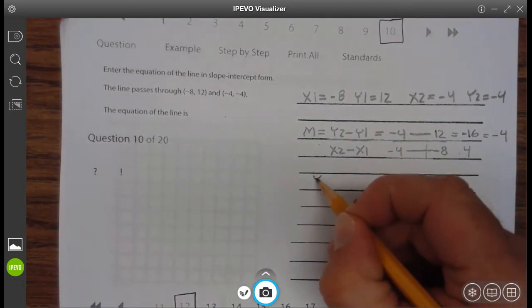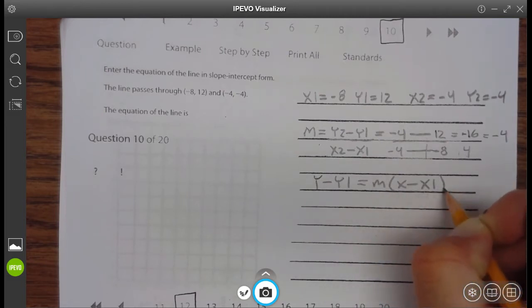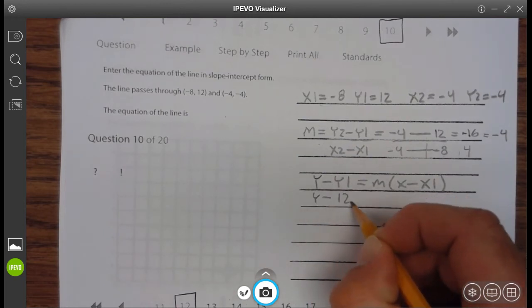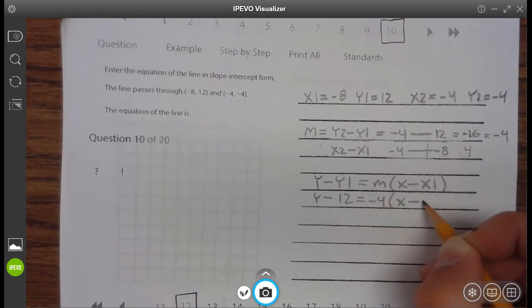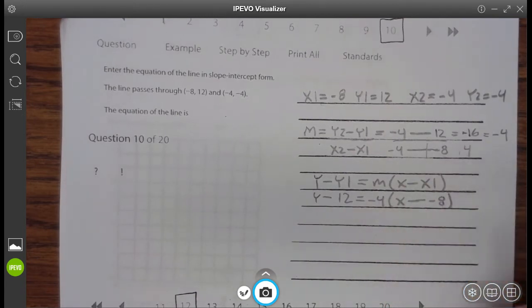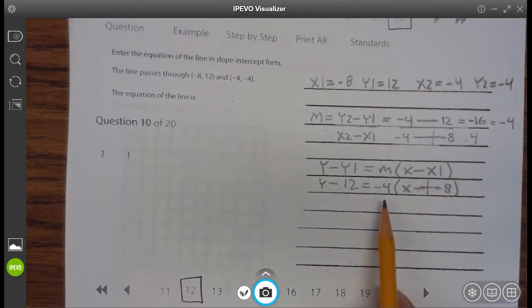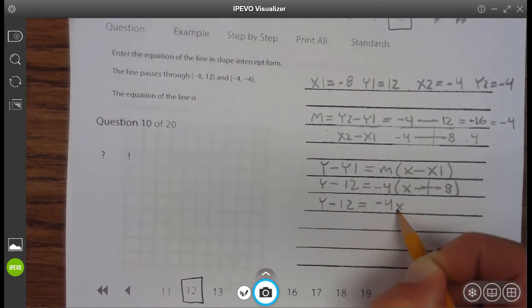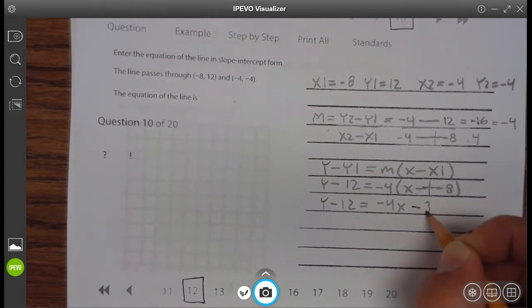So we're now going to use the form y minus y1 equals m, parentheses x minus x1, and we're going to use x1, y1. So y minus y1, which is 12, equals slope, which was negative 4, times x minus x1, which is negative 8. First things first, when you subtract a negative, that becomes positive. Now we're going to distribute the negative 4. So y minus 12 equals negative 4x. A negative 4 times 8 is negative 32, or minus 32.